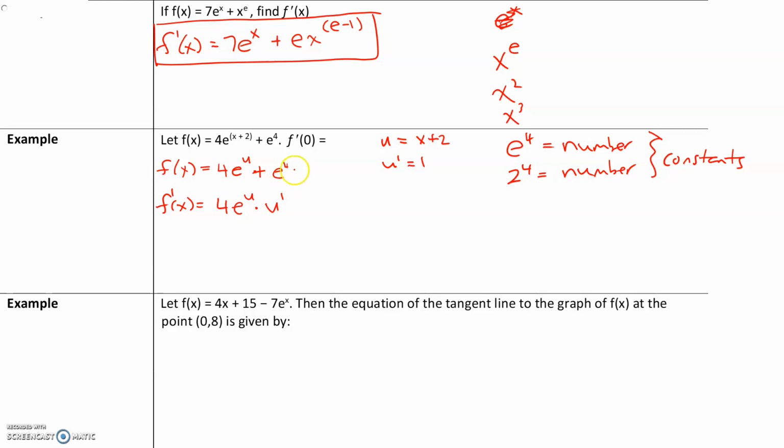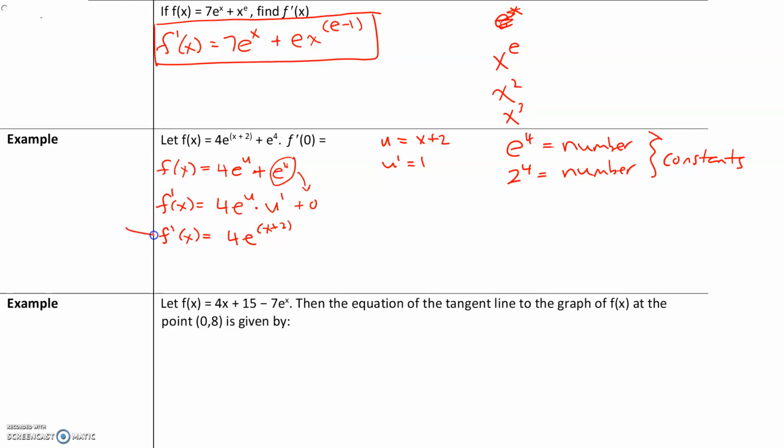And the derivative of a constant is 0. So this has just a derivative of 0, so we're not going to write that. If I plug the u back in, then f prime of x is equal to 4 e to the u, which is x plus 2, times u prime, which is 1, and I don't have to write the 1. So that's just my derivative. And once again, e to the fourth is a constant, and the derivative of a constant is 0, so we don't write that.